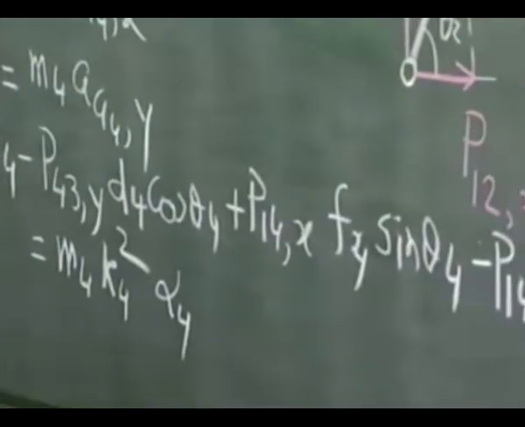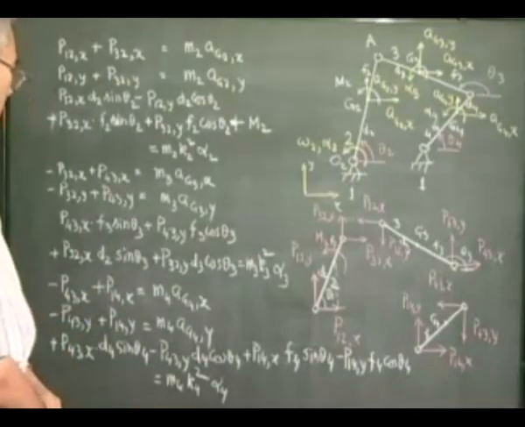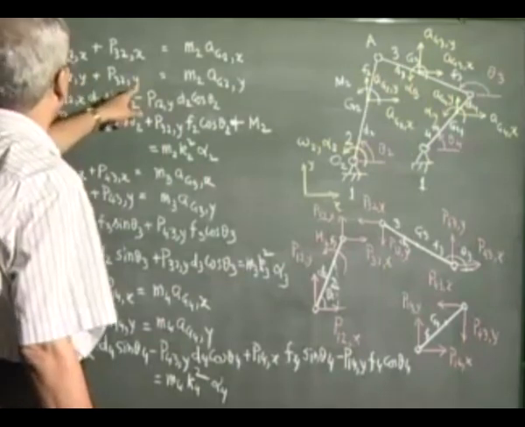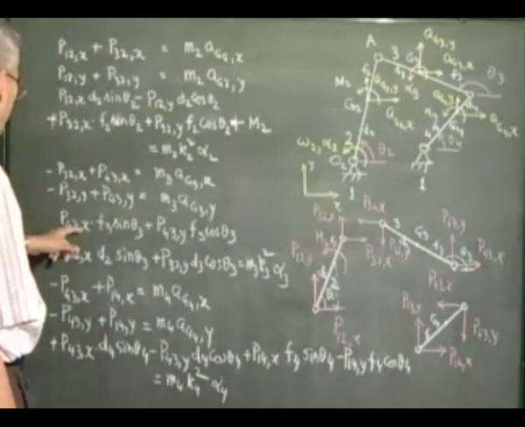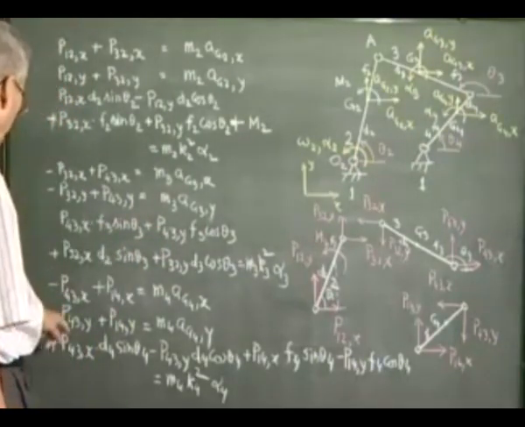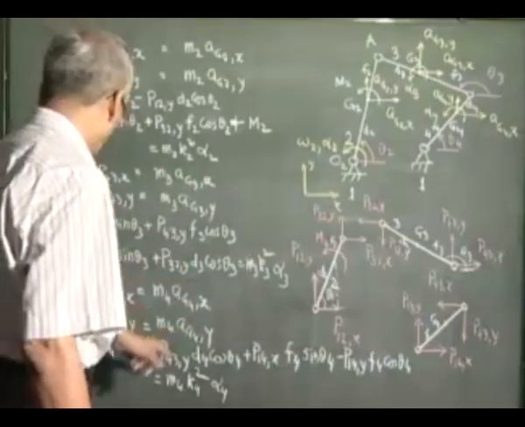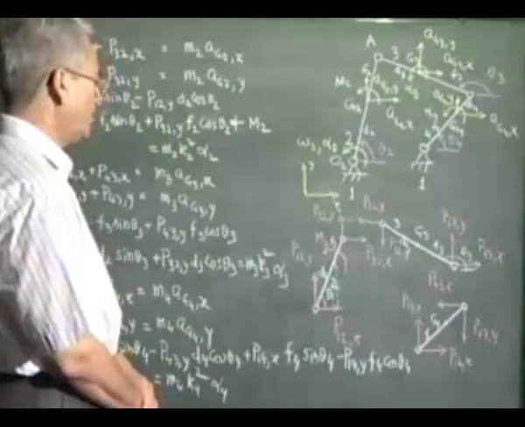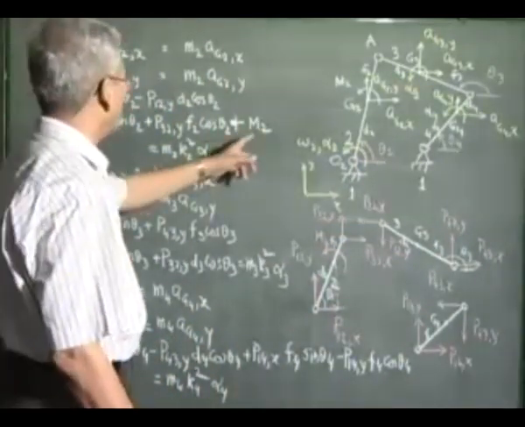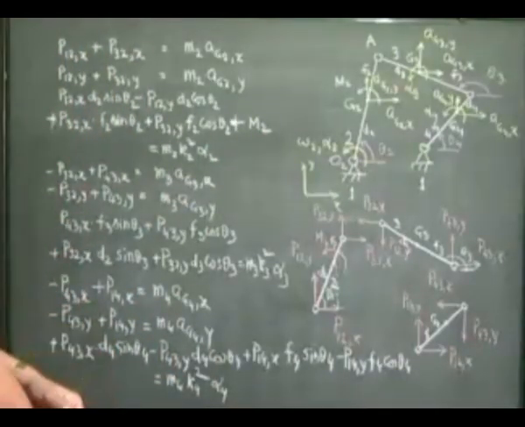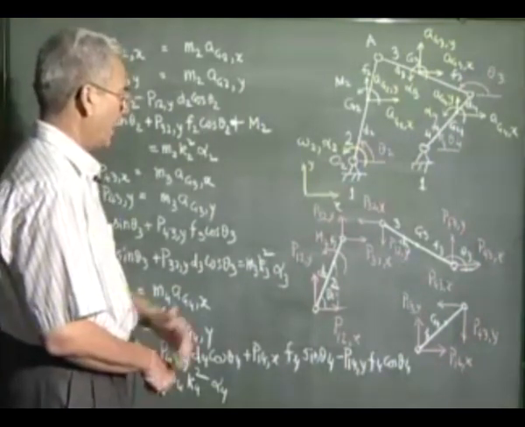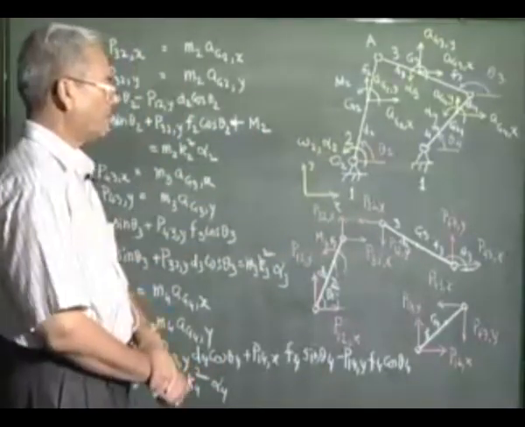So, we have 9 linear equations in 9 unknown quantities: P12x, P32x, P12y, P32y, then P43x, P43y, P32x, P32y, and P14x and P14y. We have already drawn all those forces which are unknown, and m2 is the other unknown quantity. Since you have a set of 9 equations in 9 unknowns, they can all be solved, and the unknown force m2 and all the unknown joint forces can be uniquely determined.